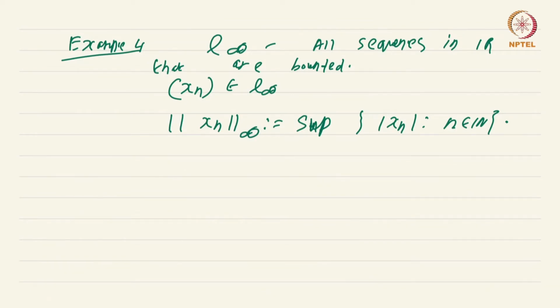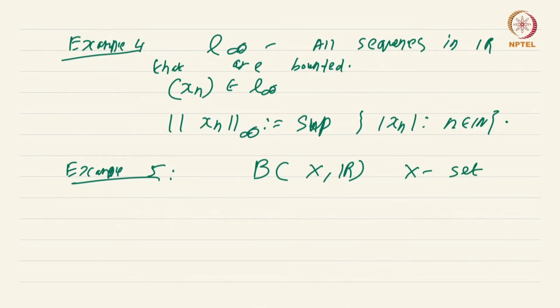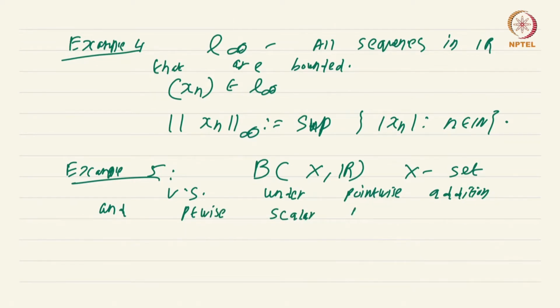Now the example BXR, which we have already seen, example 5 is BXR, which we already saw. Where X is a set, and BXR was nothing but the set of all bounded functions on X. This is clearly going to be a vector space under pointwise addition and pointwise scalar multiplication. That's easy to see.